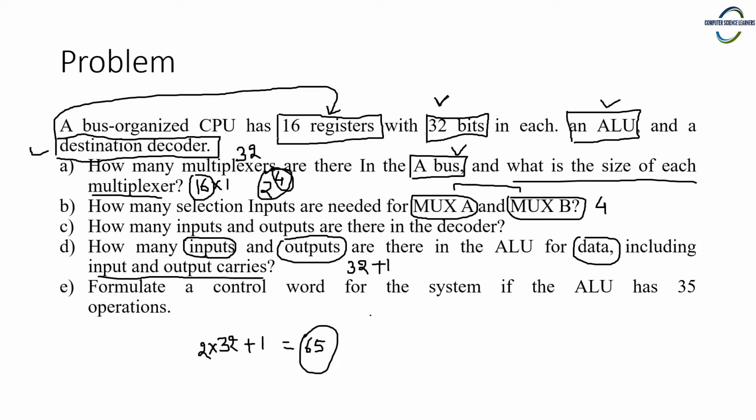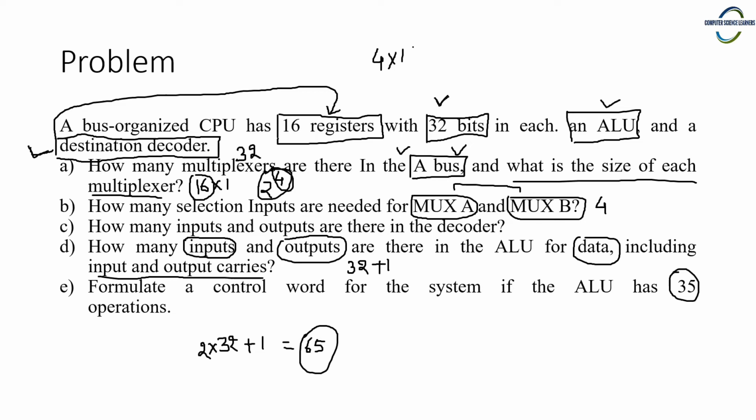Right. Then it is saying formulate a control word for the system if the ALU has 35 operations. Now what will we be having in the control word? In the control word we'll be having 4 things. One is for selecting A bus, then for selection of B bus, then there is a destination selector which will select with the help of the destination decoder. Now what is the size of the destination decoder? That is the question. The size of the destination decoder will depend on the number of registers, and 16 registers are there. So obviously the size of the destination decoder is going to be 4 cross 16.